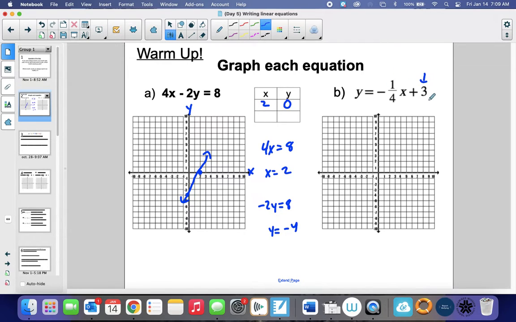Here, this is my y-intercept. This is in y equals mx plus b, so I go to 3 and put a point. And then my slope is negative 1 over 4, so that's your rise over run. So you're going to go down 1 over 4 and put a point, and down 1 over 4 and put a point. All right, we practiced that a lot this week, so hopefully that went well.